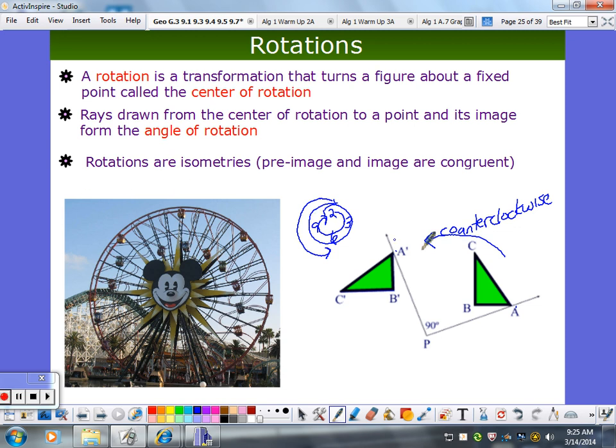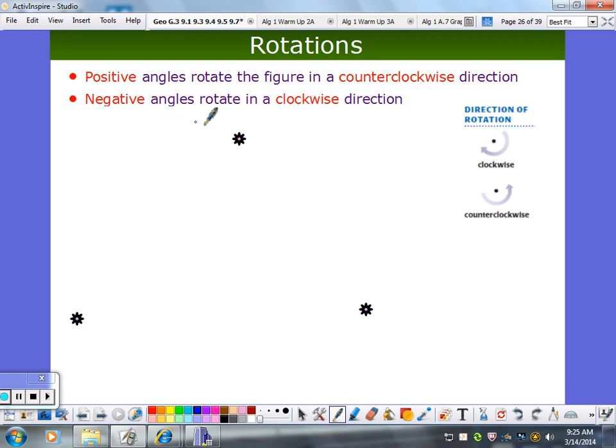These are isometries, meaning you do get a congruent shape, but look what's happened here. A has turned, B has turned, and C has turned. So you're rotating it 90 degrees around that point in a counterclockwise direction. That's the normal rotation direction. We call those positive angles of rotation when you go in a counterclockwise way. So that's the positive. Now if you go the other way, you can have such a thing as a negative angle. It just means you're going clockwise.